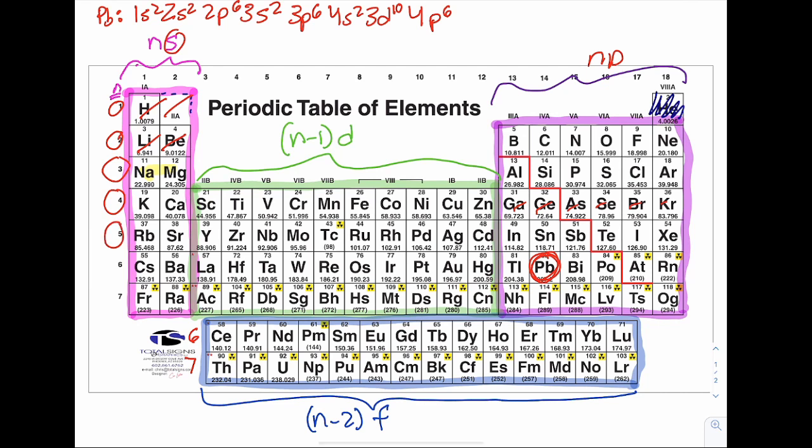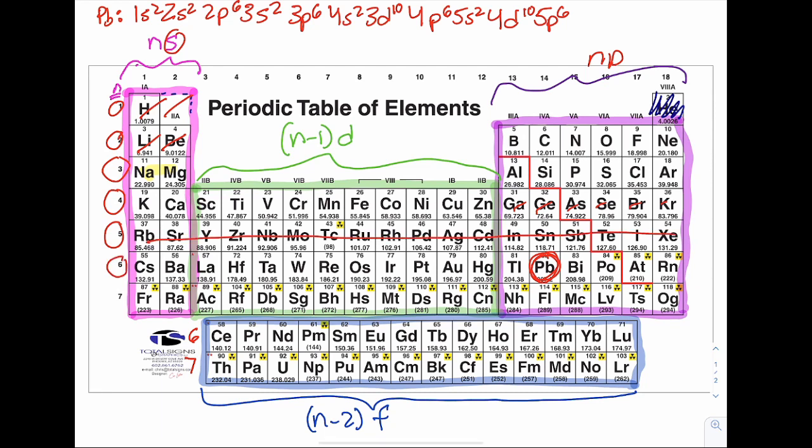I'm now on period 5. 5s2. I'm now into the d's. I have to subtract 1, so 4d10. I am back to my p's where it's still 5, so 5p6. So that finishes out that whole row.